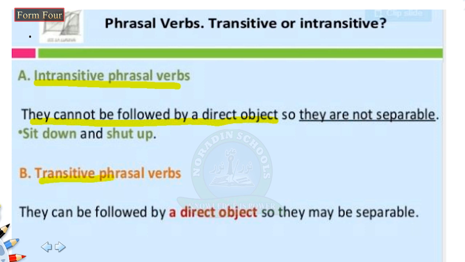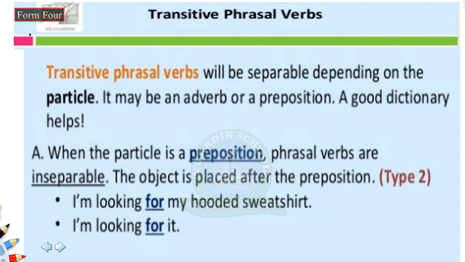Now, transitive phrasal verbs. They can be followed by a direct object. What are transitive phrasal verbs? They can be followed by a direct object. So if the phrasal verb has a direct object, it may be separable. Transitive phrasal verbs will be separable, but it depends on the particle.